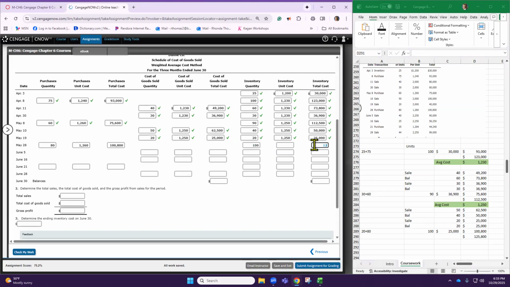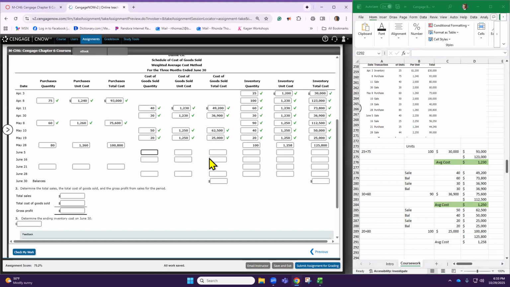So we've got 125,800. Now we need a new average cost. So average cost is the total divided by 100. Okay, so we've got 1258.